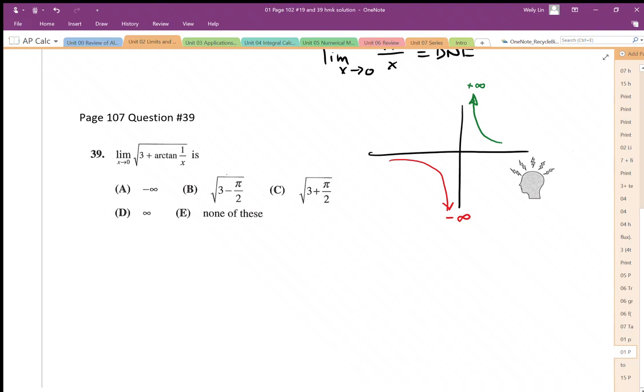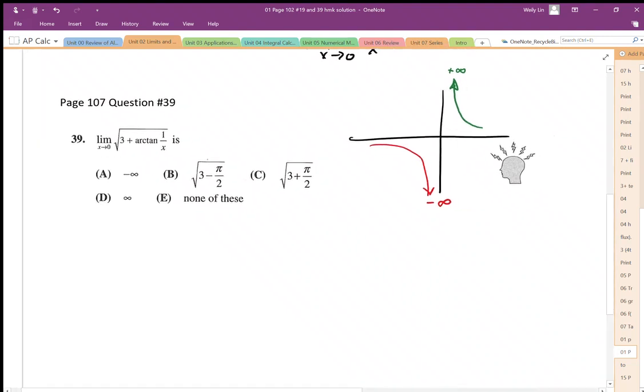Number 39 on page 107 looks like this. It wants the two-sided limit as x approaches 0 of 3 plus arctan of 1 over x. It's got a little brain thing here because we could solve this by just thinking about what's happening at 1 over x.